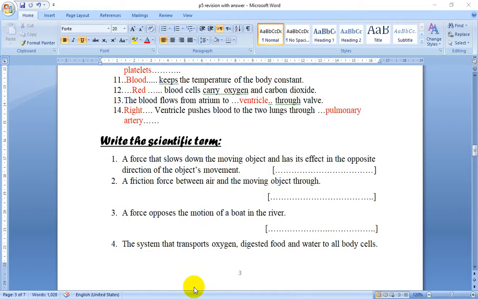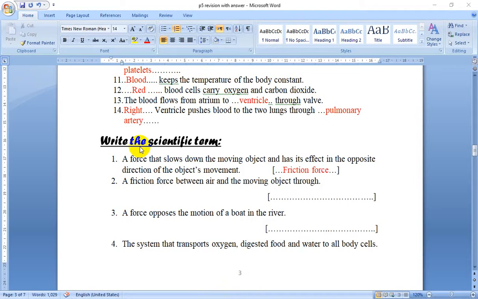Next type of question, write the scientific term. Number 1. A force that slows down the moving object and has its effect in the opposite direction of the object's movement. Which is this force? Yes, it's friction force. So this is friction force.